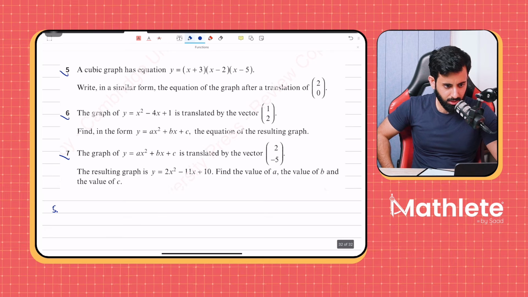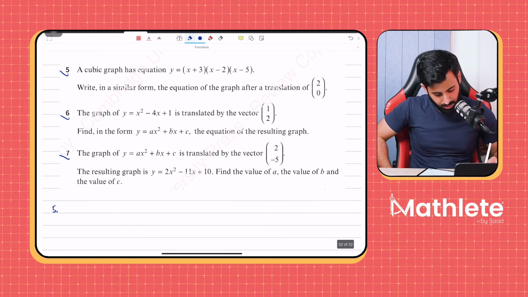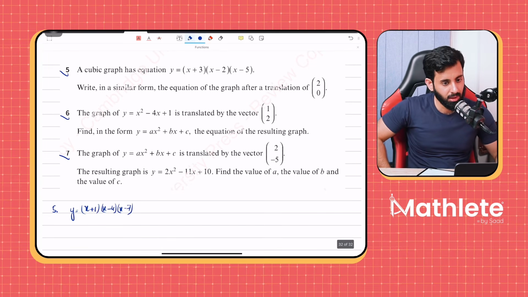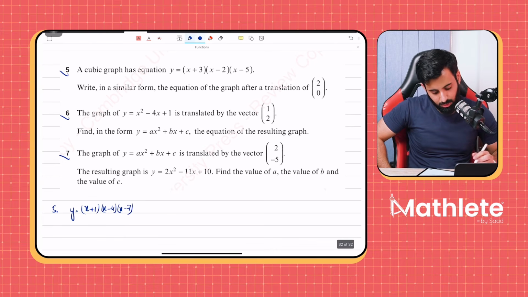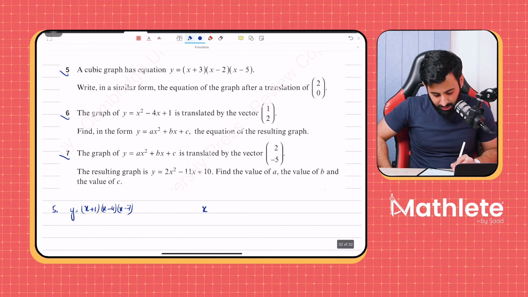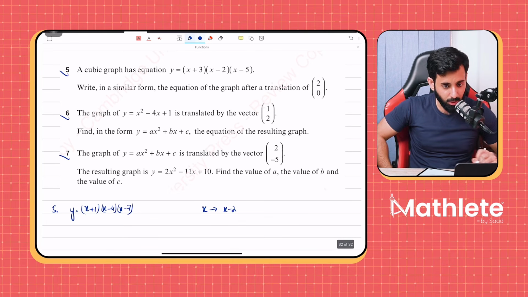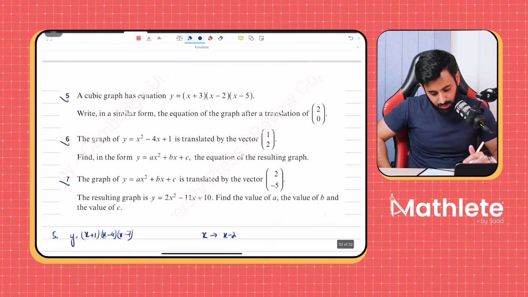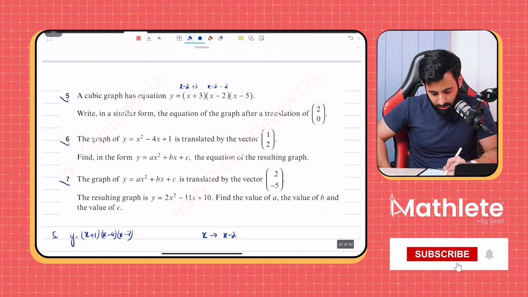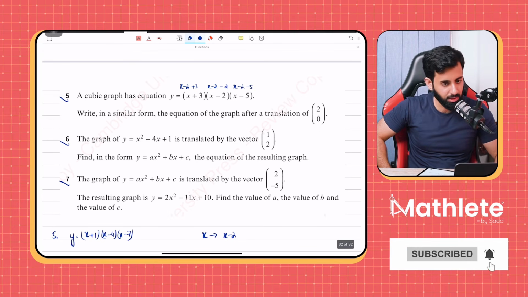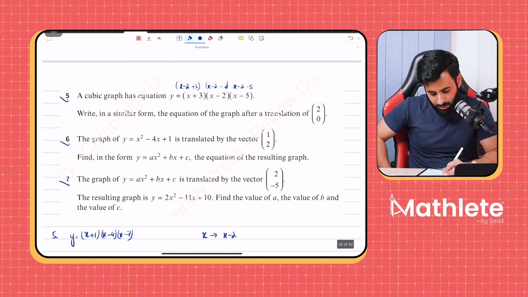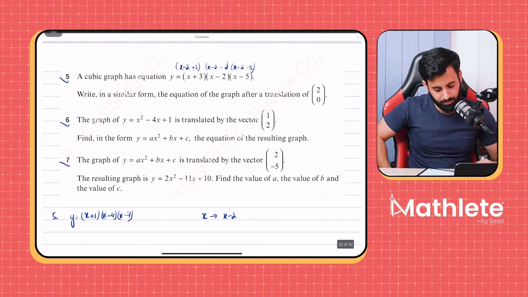Okay, since you've given the answer, let's see if it's correct. Yeah, that's correct. So it's going to be y equals x plus 1 into x minus 4 into x minus 7. And I hope everyone understands why this is the correct answer. Basically what you're doing is replacing x with x minus 2, only the x part. That means you have x minus 2 and then the plus 3, x minus 2 and then the minus 2, x minus 2 and then the minus 5. That's why you end up with what we end up with.